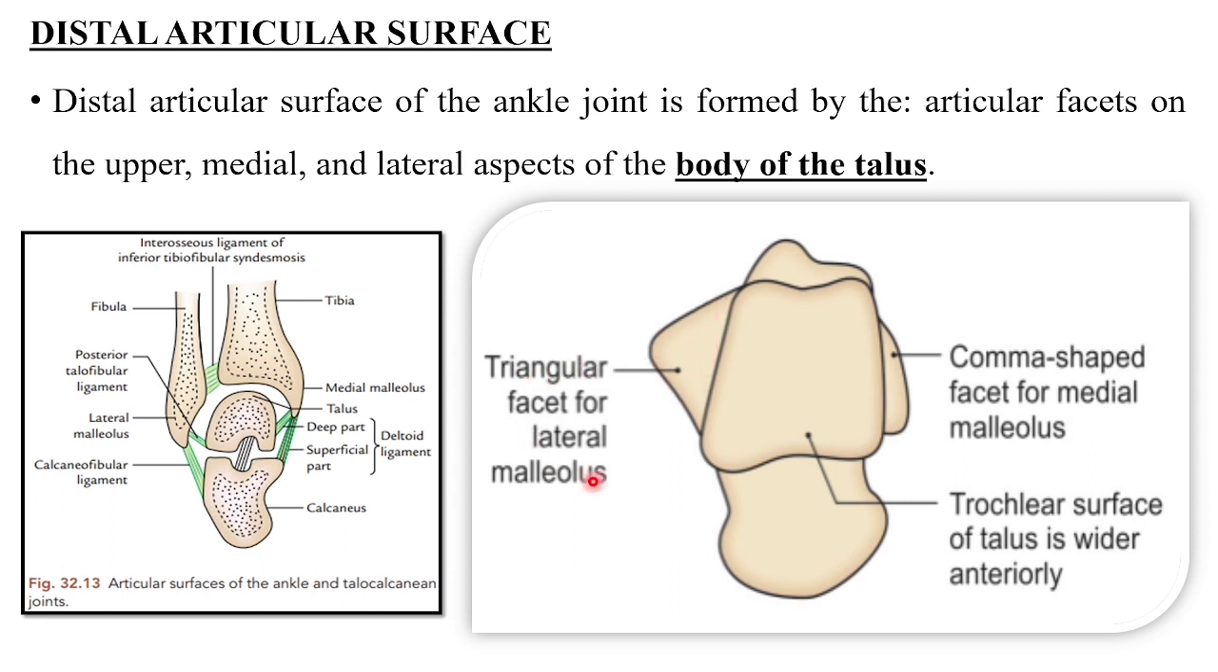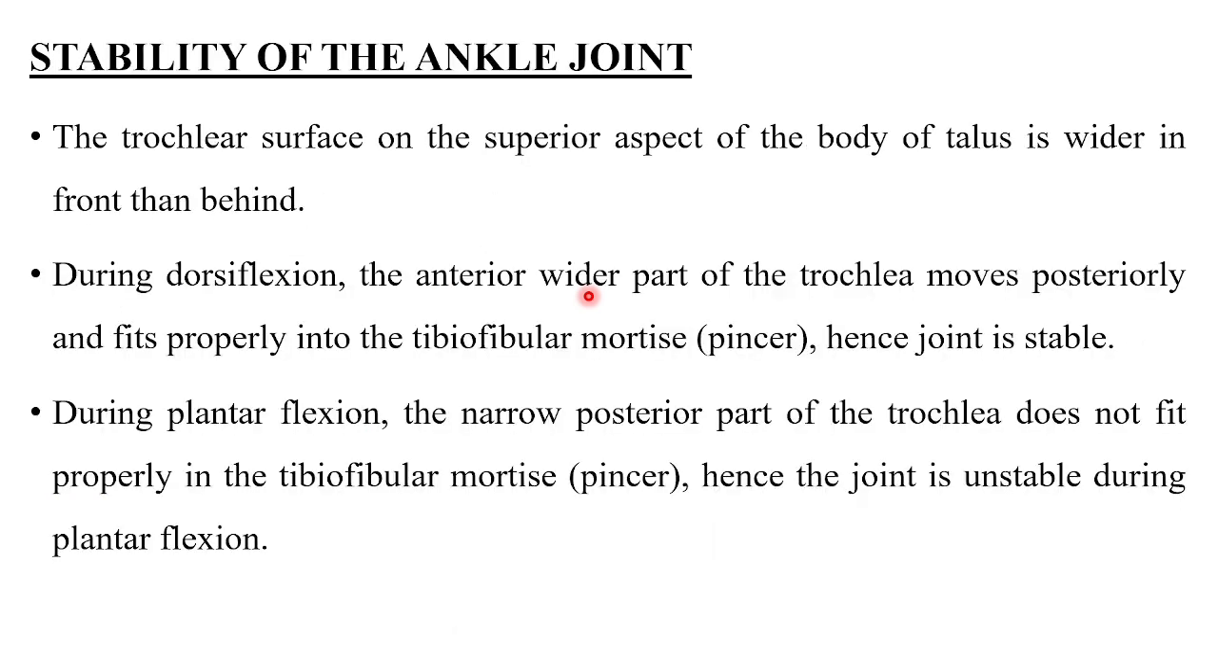The triangular articular surface will be articulating with the medial aspect of your lateral malleolus, and the comma-shaped facet will be articulating with the lateral aspect of your medial malleolus, and the superior surface or trochlear surface will be articulating with the inferior aspect of the lower end of the tibia. So this is all about the proximal and distal articular surfaces.